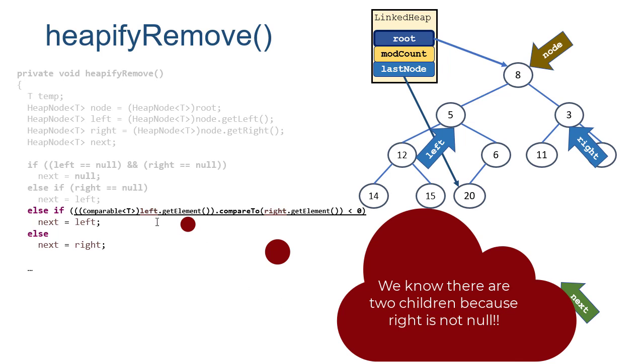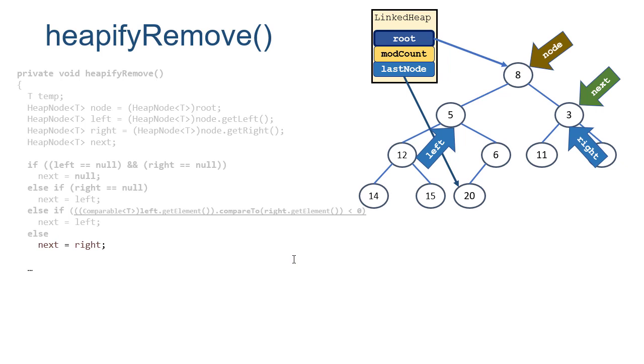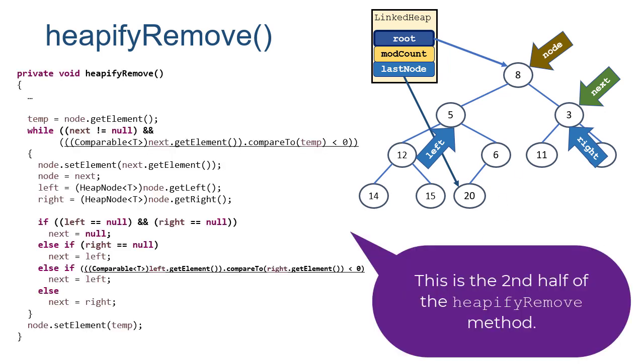And what we're going to do is we're going to compare the elements at left and right. And we're going to choose the smallest. So in our case, 3 is smaller than 5. So we set next equal to the right node. So now let's move down through the method.